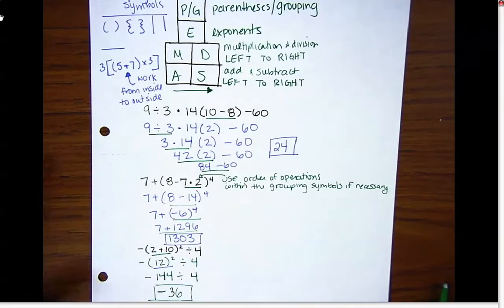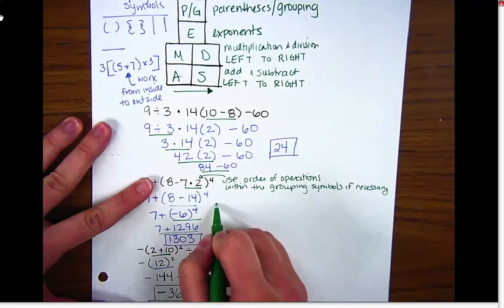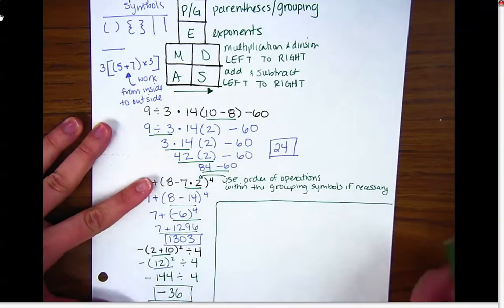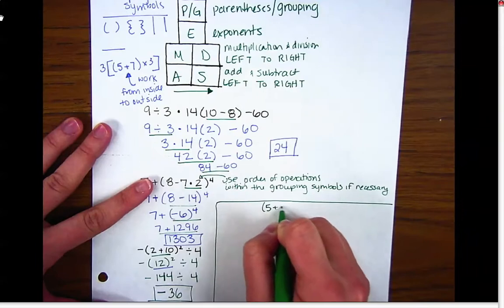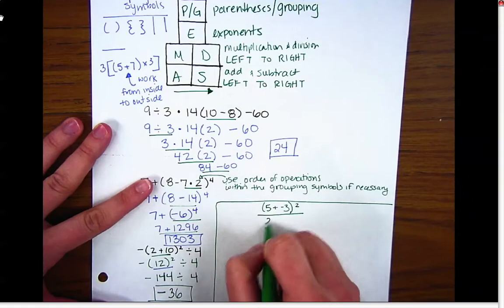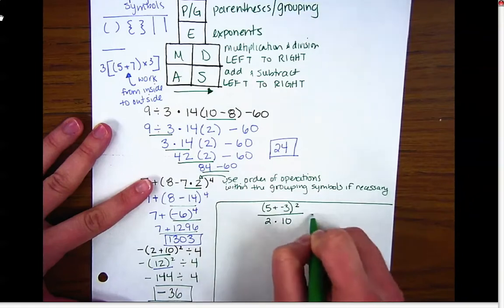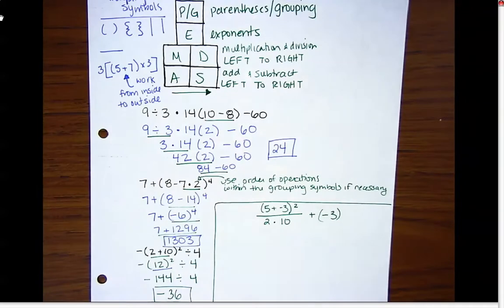We're going to do one more problem. This one you're going to have to copy down because it didn't get copied on the paper. You can either do this problem on the front or the back. It's up to you. I'm just going to draw some lines here to make some space. So this problem is going to be 5 plus negative 3 squared over top of 2 times 10 plus negative 3. We have a lot going on here.